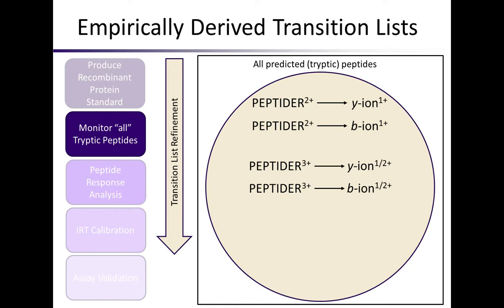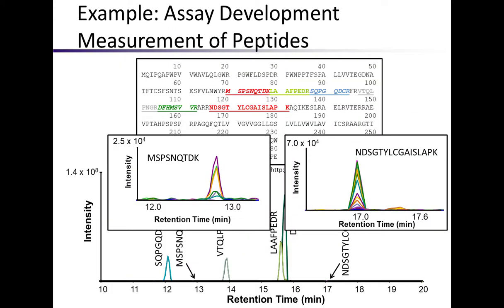This is just because these 2+ to 1+ Y ion peptides actually tend to show up the best. If you look at a lot of SRM methods that have been developed, and even in your discovery data, oftentimes you see that this Y ion series is the one that really guides you to what this peptide was.